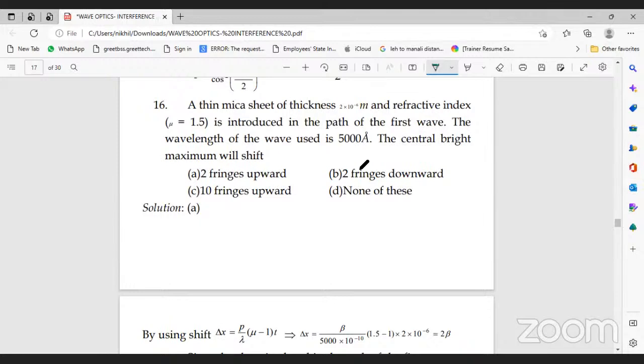Look at this. I have given one formula for you to find the shift in the fringes. Look at the question first. There is a thin mica sheet. What is the thickness? 2 into 10 power minus 6 meter. The refractive index mu is 1.5. The wavelength is 5000 angstrom.